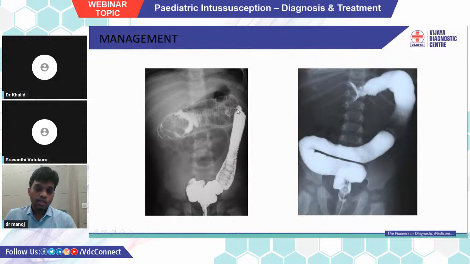That is because the contrast has percolated between the intussusceptum and the intussuscipiens, and because of the haustra, they look like a coil spring. But in this case, the contrast is outlining the apex of the intussusception, which looks like a meniscus, and this is also called the claw sign.